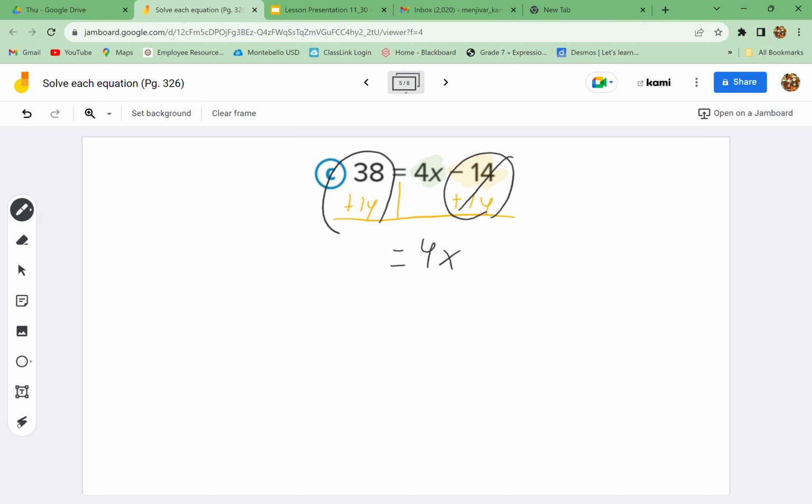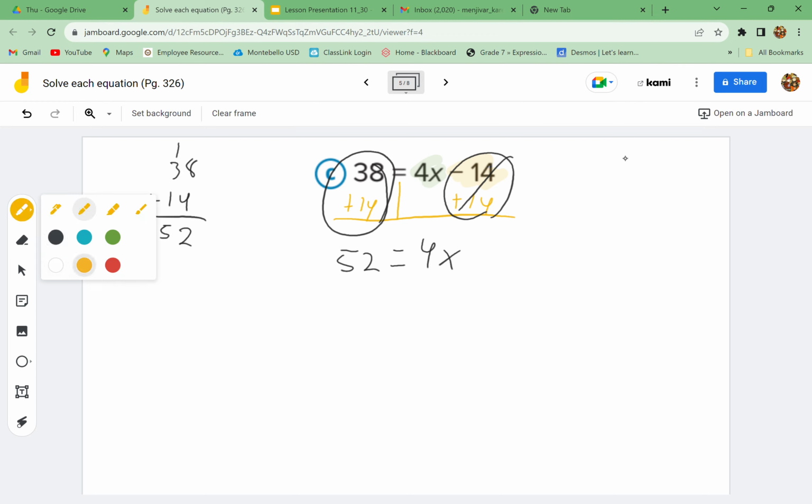Then I have to combine these two terms together. So 38 plus 14. If I do this on the side, 8 and 4 is 12, I carry the 1, and then I get 52. So this will be 52. Notice it's a party because they're both positive. That's why I added them together.